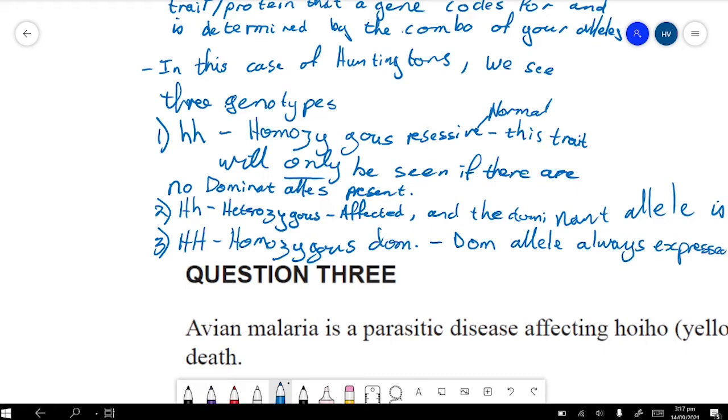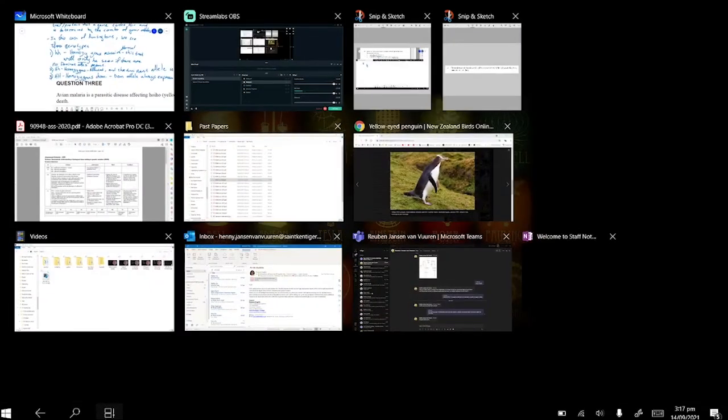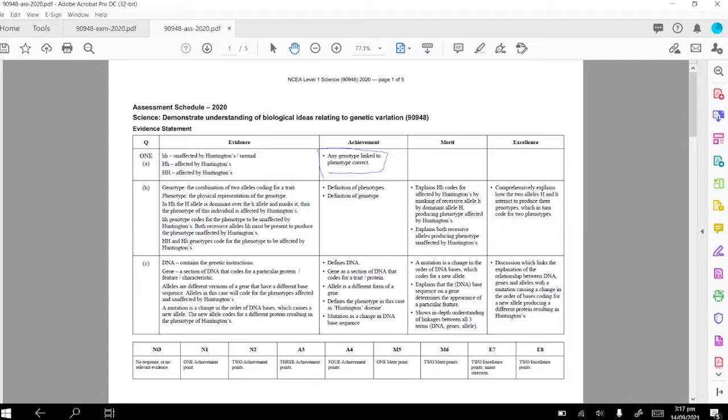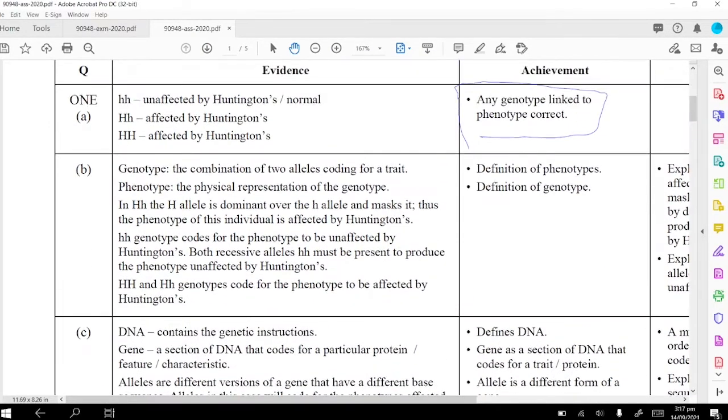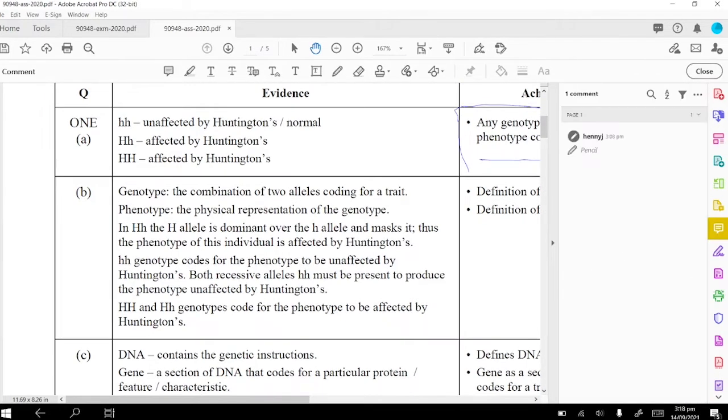Let's see how we did. For question B, they said that a genotype is the combination of the 2 alleles coding for a trait. Yay! We got that right. A phenotype is the physical representation of the genotype.